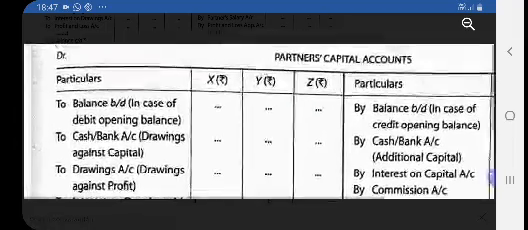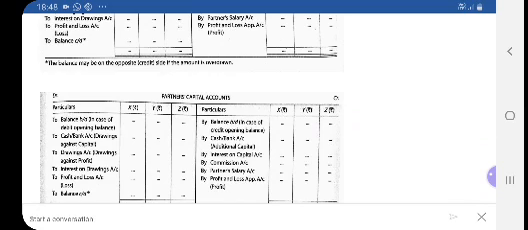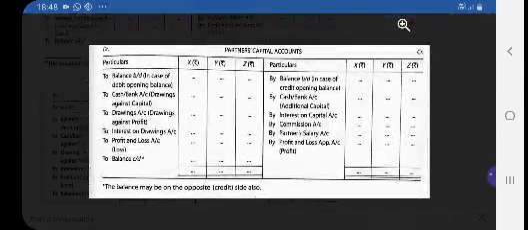Now come to the debit side, same. If there is a debit balance, balance b/d will be written on the debit side. Permanent withdrawal of capital, you will write cash or bank. Drawings, interest on drawings, and this way loss, that is P&L loss. So this is the way how you will represent your partner's capital account.